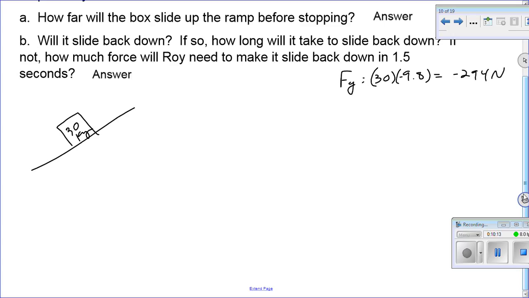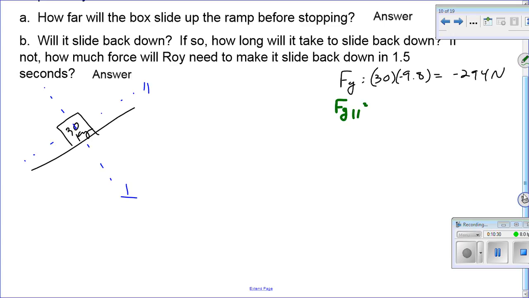We need the two components, right? Because gravity points straight down. That's not going to lie along my parallel or perpendicular axis, right? So I need to find my components. So let's go over here and do that.